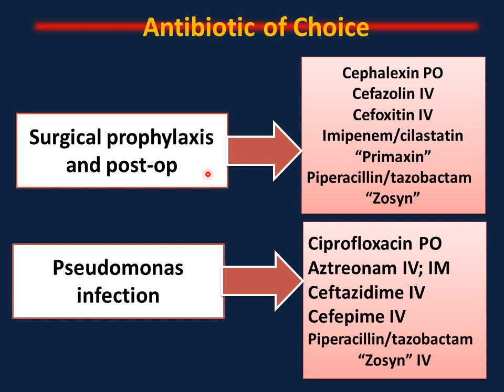Surgical prophylaxis and post-op: for Staph aureus, cephalexin or cefazolin. For anaerobes, you can use cefoxitin or similar agents. Pseudomonas infection: ciprofloxacin is available in oral form, as is Tirunam, especially in patients with cystic fibrosis. Ceftazidime is available IV, cefepime IV, and others also IV cover for Pseudomonas infection.